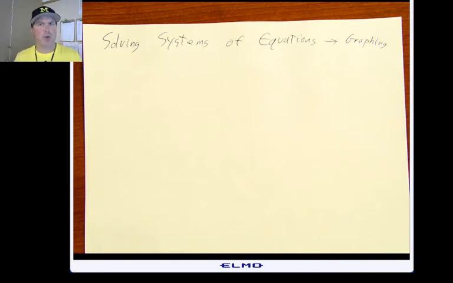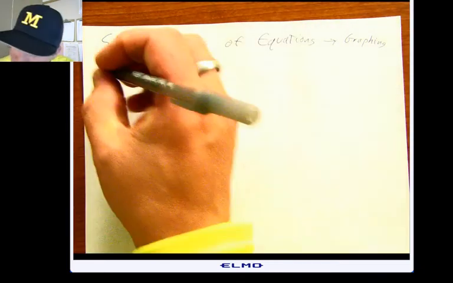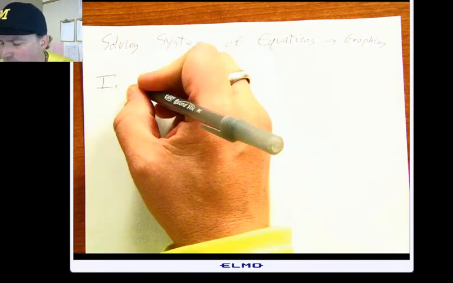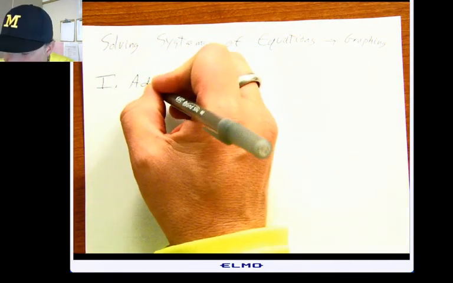What is a system of equations? Well, a system of equations is when you are given more than one equation and you're looking for the solution of it. We'll talk about what that means in a couple minutes when we get to the graphing. First thing I'd like to talk about is advantages, disadvantages.